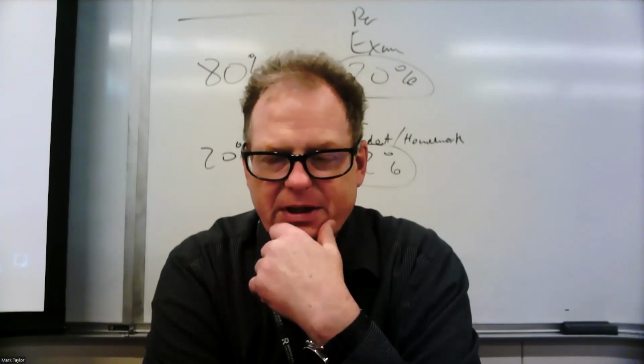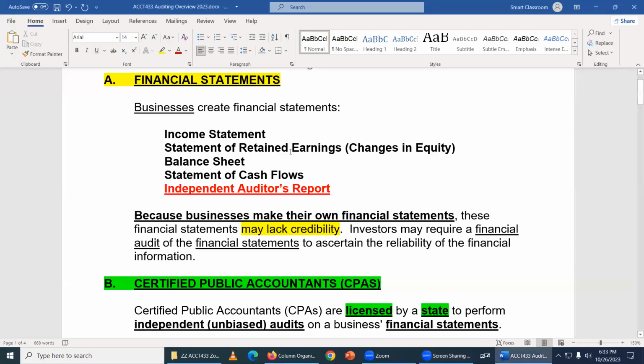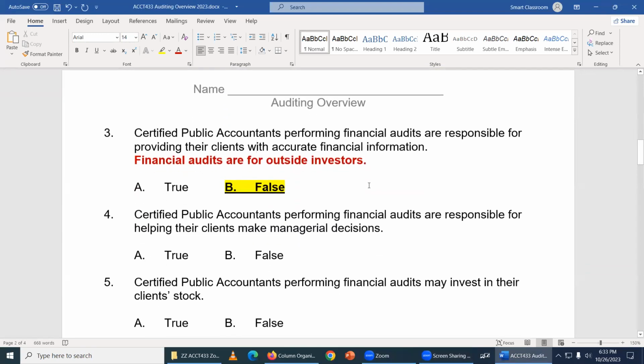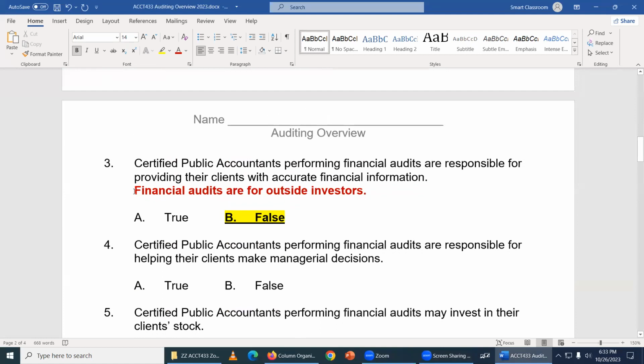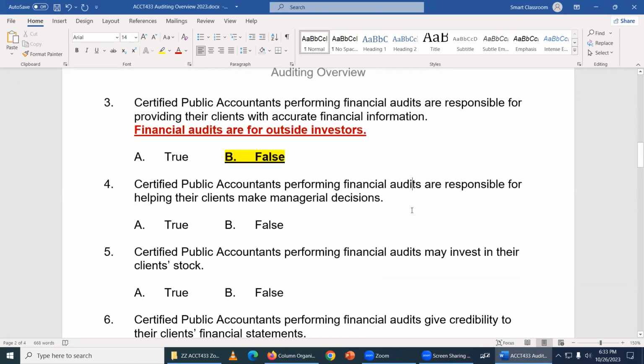That audit report is usually a couple pages, maybe 3 pages sometimes, but that's all that CPA exam is, so that you can write that report, and no one else can write it. It's a license, the same way I can't practice medicine. So financial audits are for outside investors. They're not for people inside the company, not for management. They're for people on the outside who don't know whether the financial statements are reliable or not.